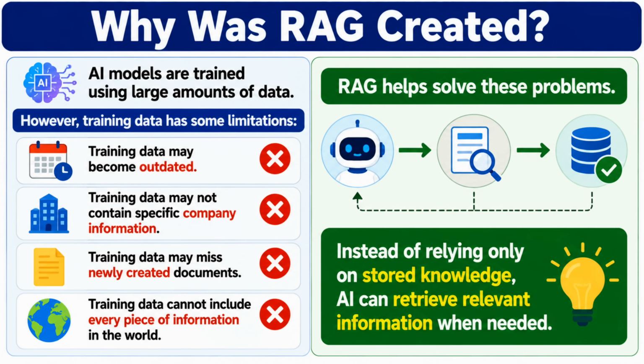Now we will see why RAG was created. AI models are trained using large amounts of data. However, training data has some limitations. Training data may become outdated. Training data may not contain specific company information. Training data may miss newly created documents. Training data cannot include every piece of information in the world. RAG helps to solve these problems. Instead of relying only on stored knowledge, AI can retrieve relevant information when needed.